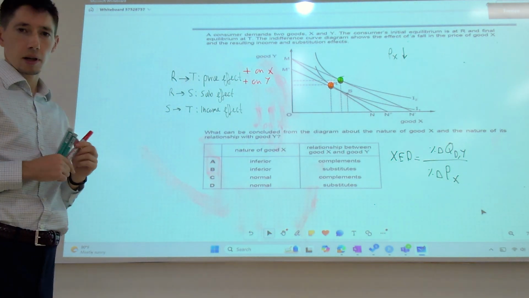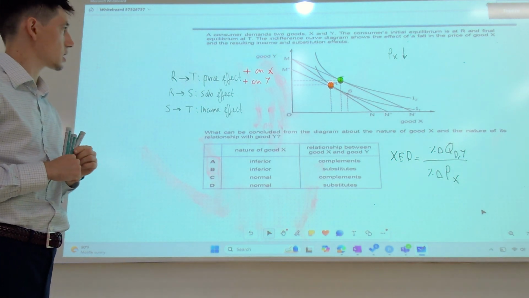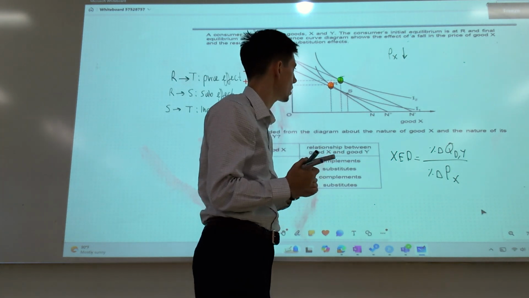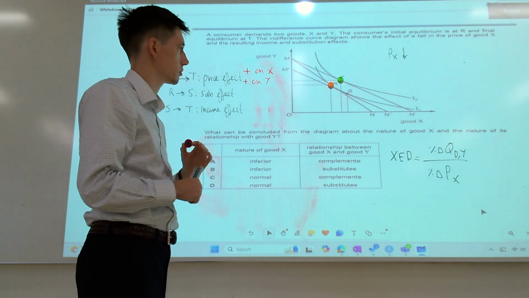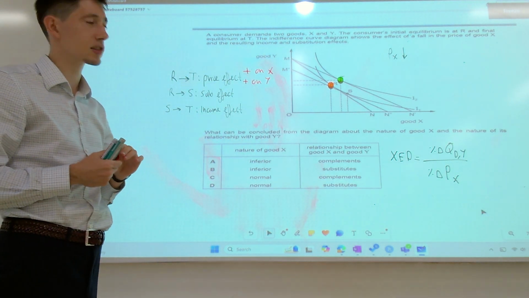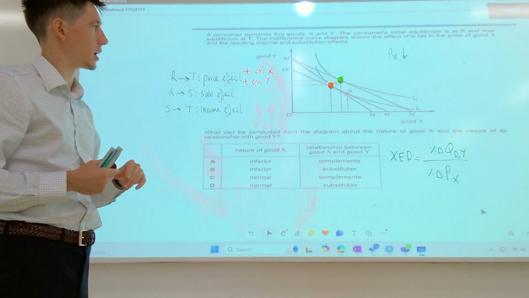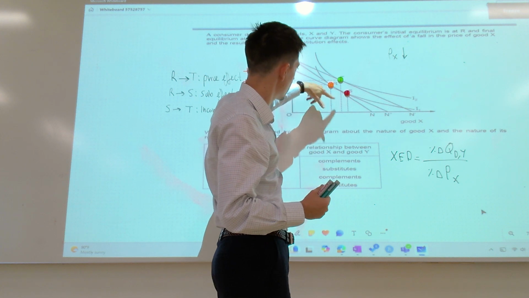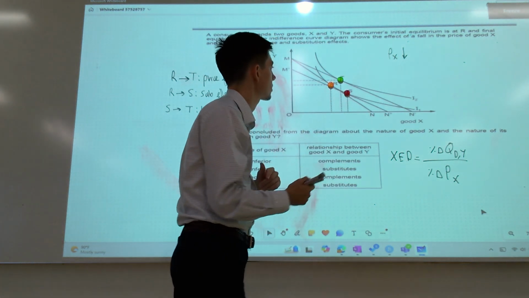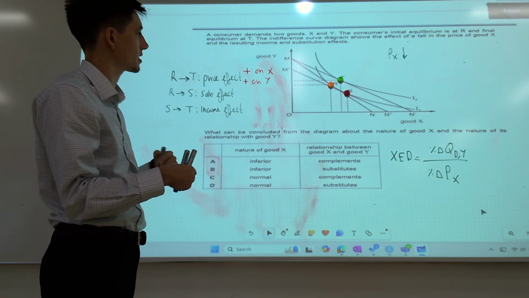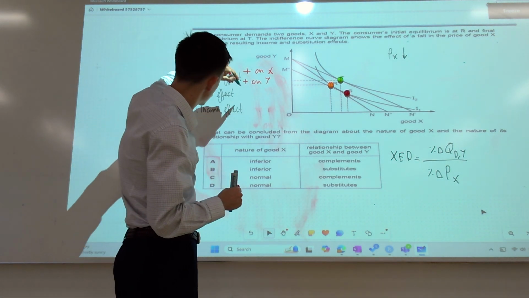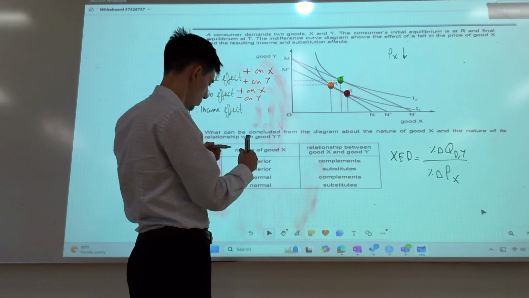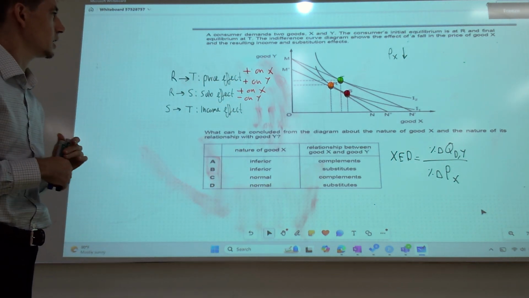Now let's break it down into substitution effects and income effects. So clearly X has become relatively cheaper. That pushes the consumer to substitute more units of X for fewer units of Y. The substitution effect is reflected by this movement from R to S. And of course, because X is now relatively cheaper, the substitution effect is positive on X, negative on Y. That's what we would always expect to see.